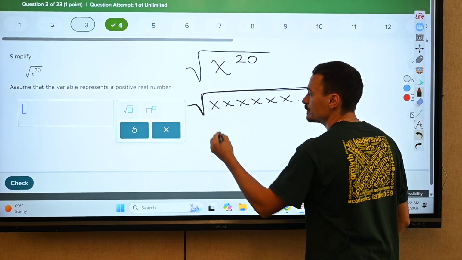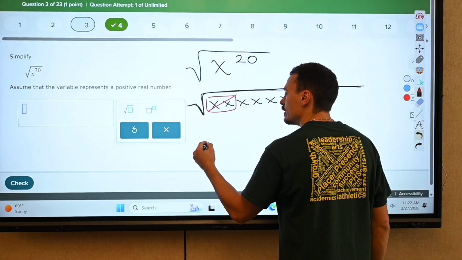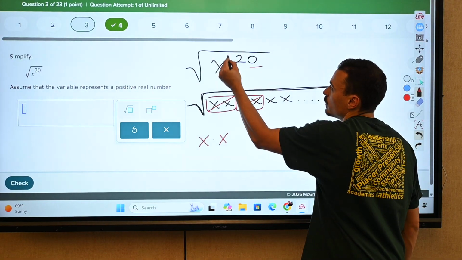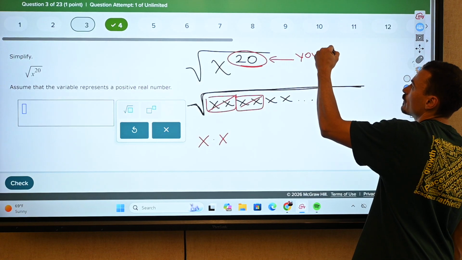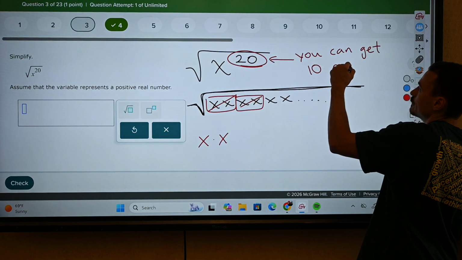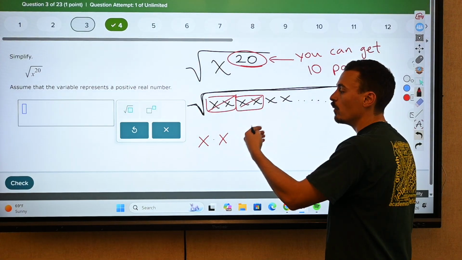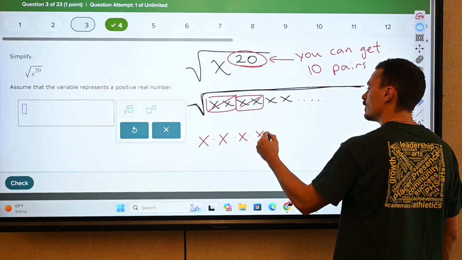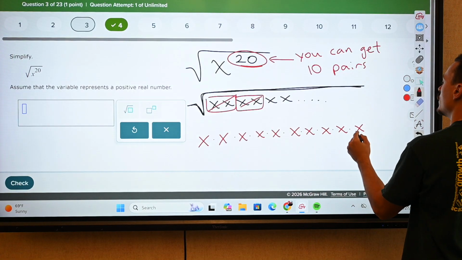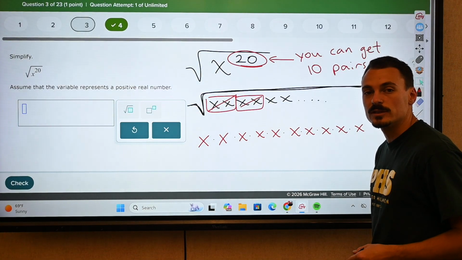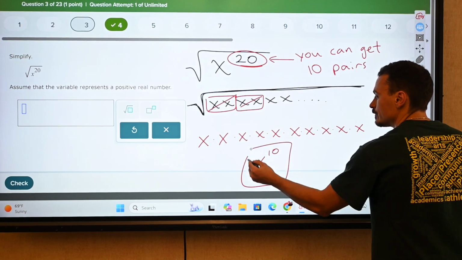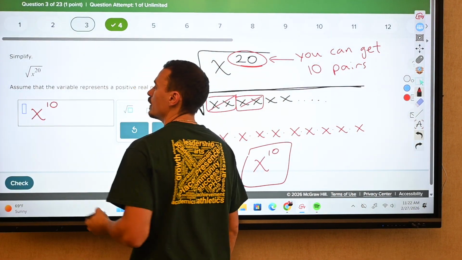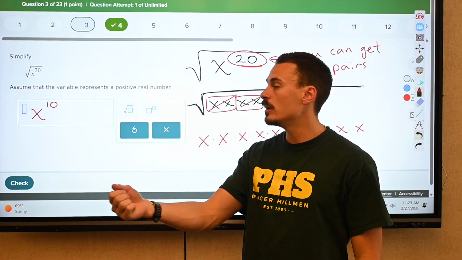Each time you have 2 socks, you could pull out 1 pair. And that would be a pair of socks. Every time you have 2, you can pull out 1. So if you have 20 socks, you can get 10 pairs. And you need a pair to pull 1 out. So this pair pulls 1 out. So at the end, you're going to have 1, 2, 3, 4, 5, 6, 7, 8, 9, 10 pairs of socks. So your final answer will be x to the 10. All right? X to the 10. And because we took the pairs of socks out of the drawer, we don't write the square root symbol.